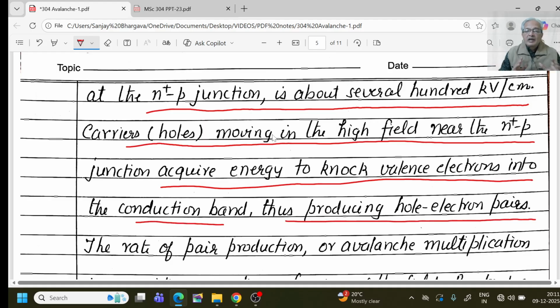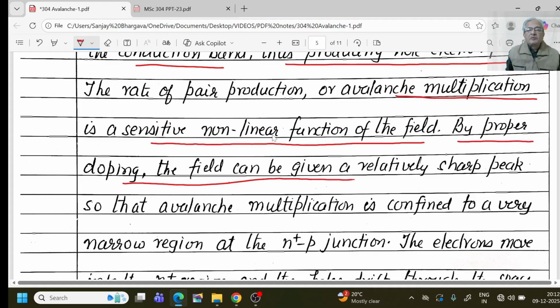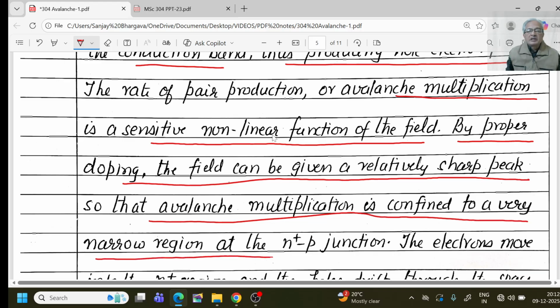So what do these accelerated electrons do? They knock out the valence electrons and move them into the conduction band, thereby producing electrons in the conduction band and holes in the valence band. The rate of pair production or avalanche multiplication is a sensitive non-linear function of the field. By proper doping, the field can be given a relatively sharp peak so that avalanche multiplication is confined to a very narrow region at the N plus P junction.